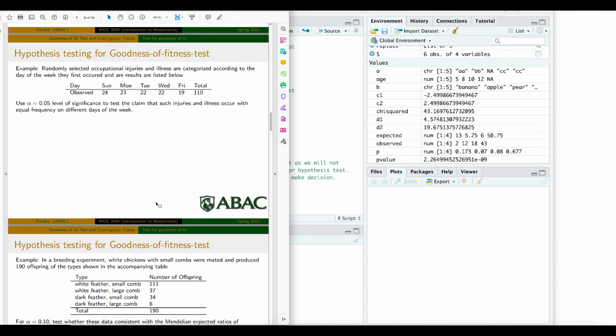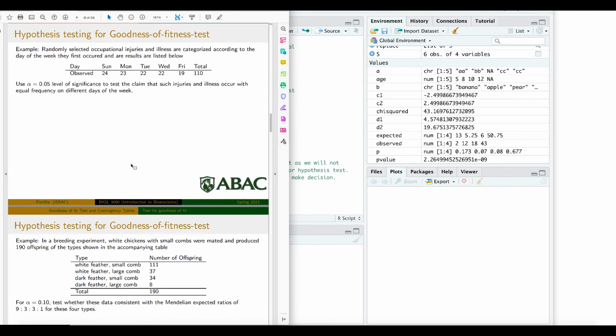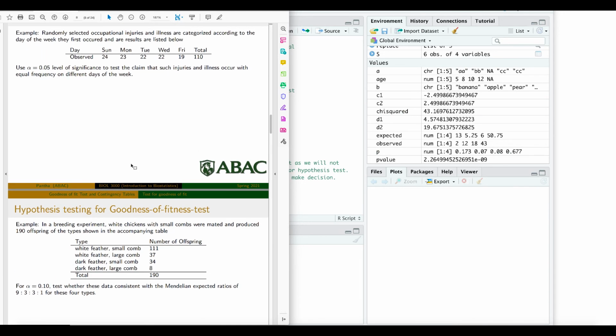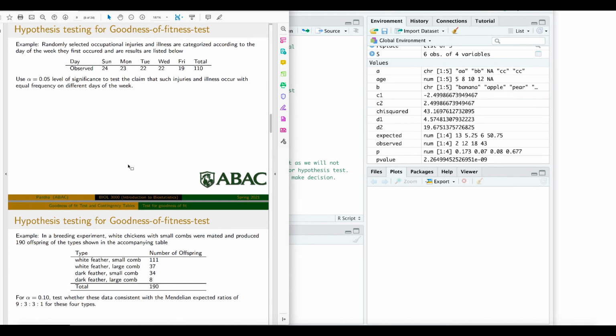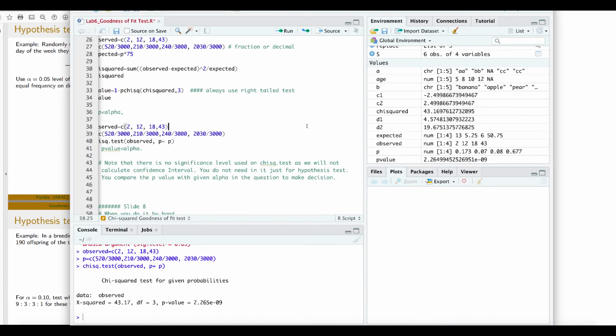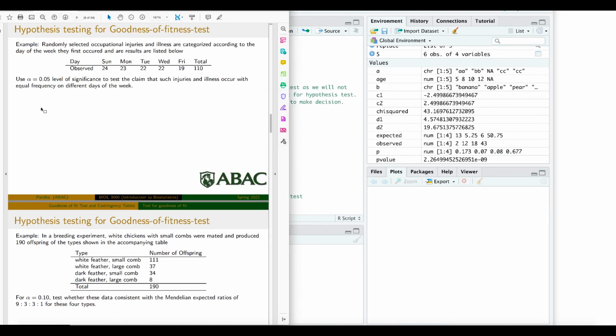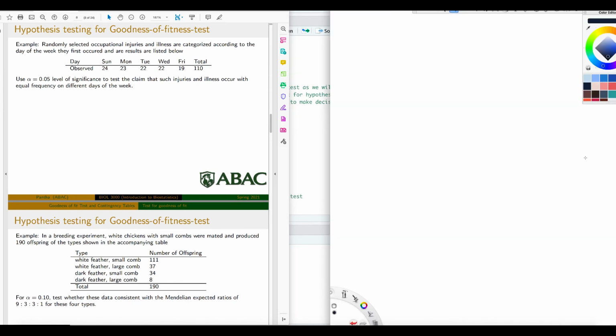On this slide, I think this is slide number 9 or slide number 8, I don't know. So on this slide, I am doing it directly, okay? What is it saying? Let us talk about this. Randomly selected occupational injuries and illnesses are categorized according to the day of the week they first occurred, and the results are listed below. So these are the days of the week. Okay, these are categorical data again.